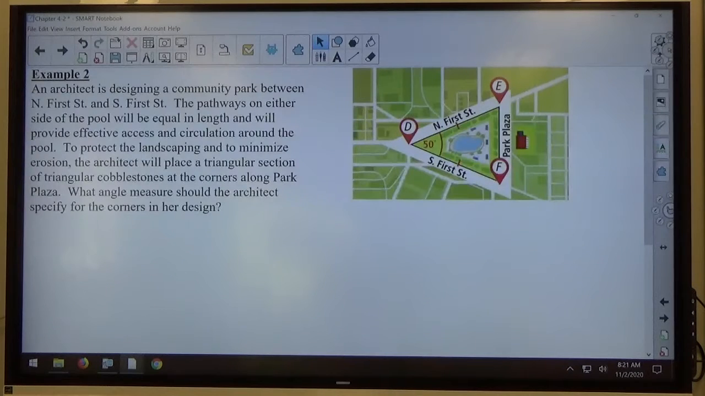All right, for example 2, an architect is designing a community park between North 1st Street and South 1st Street. The pathways on either side of the pool will be equal in length and will provide effective access and circulation around the pool. To protect the landscape and to minimize erosion, the architect will place a triangular section of cobblestones at the corners along Park Plaza. What angle measure should the architect specify with the corners in her design?